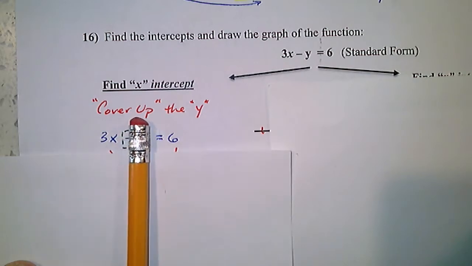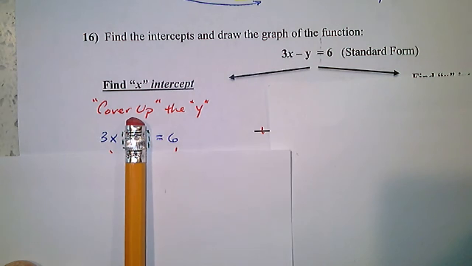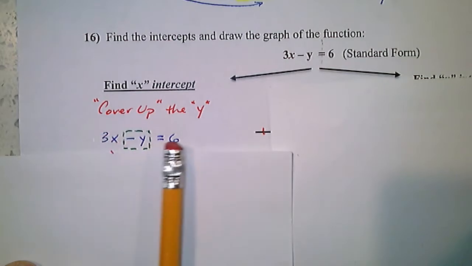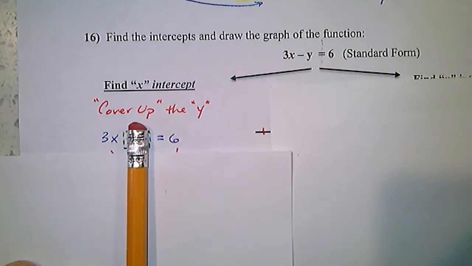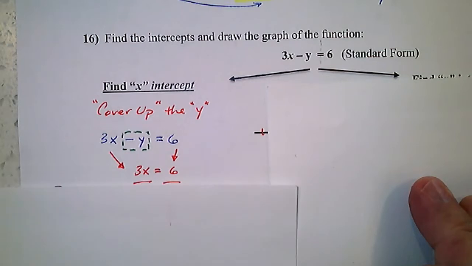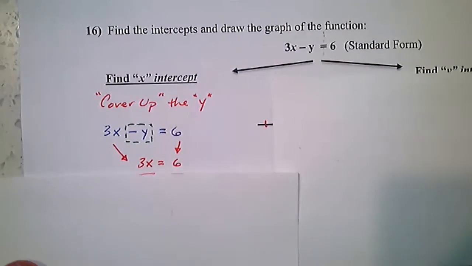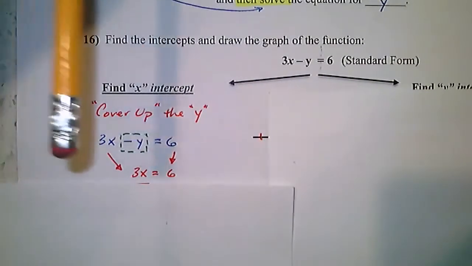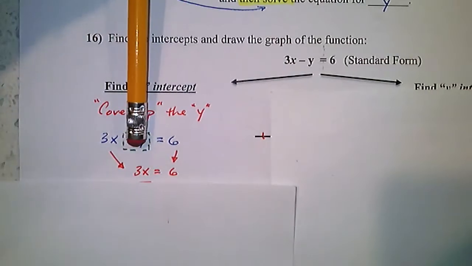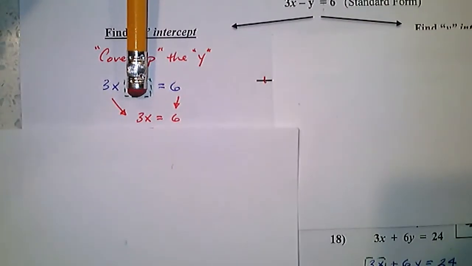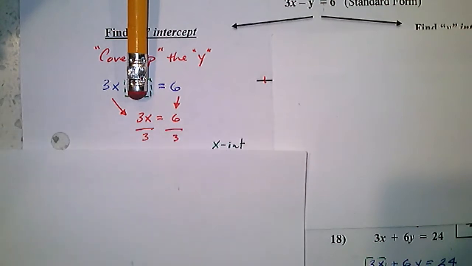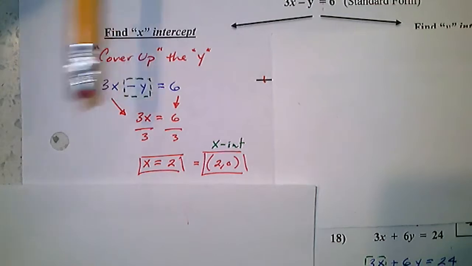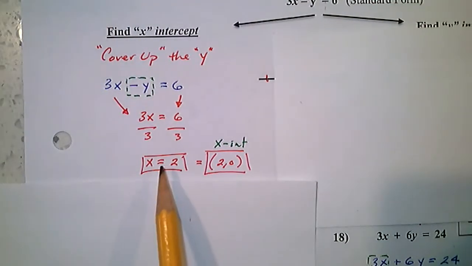I put a little green box around it. We're just covering it up, pretending he disappeared. So what I have left is a 3x and a 6. He's gone momentarily, so all we have left is 3x equals 6. Then I divide by 3 and wind up getting 2. So my x-intercept is (2, 0).